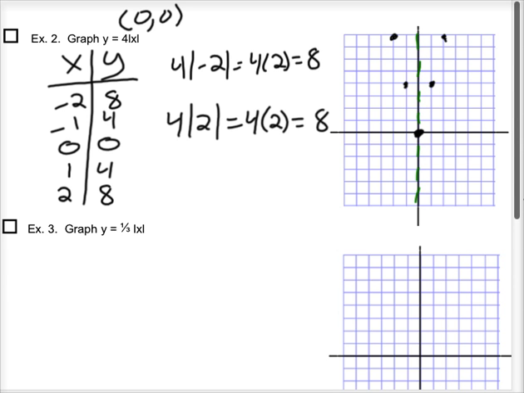And now, I do believe that is going to be enough points to see we are getting that proper V shape. All right? So I can be done plotting points.